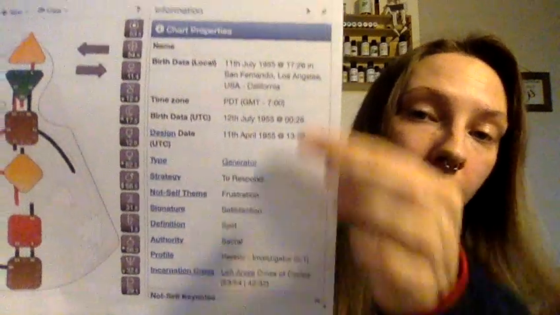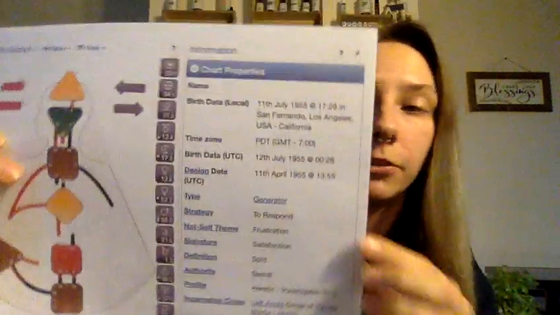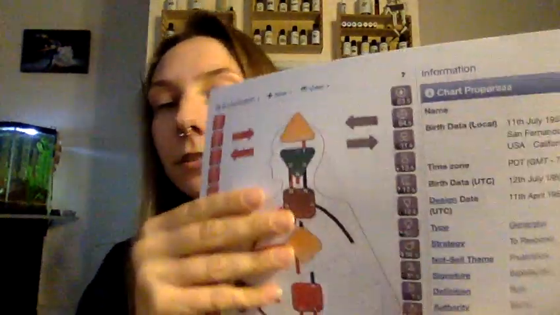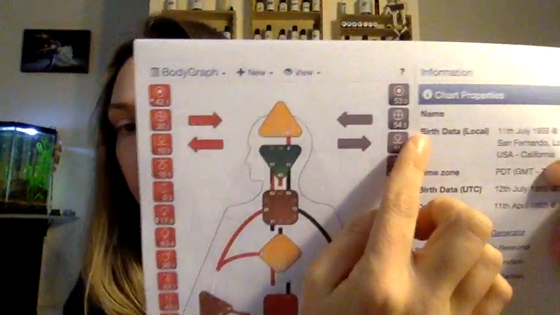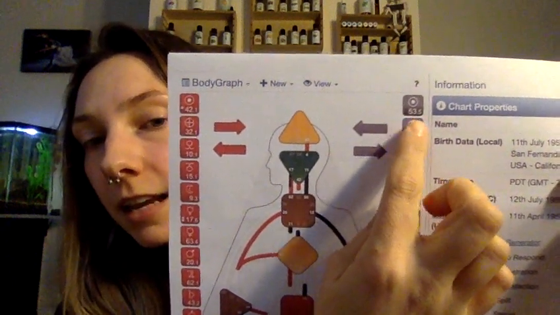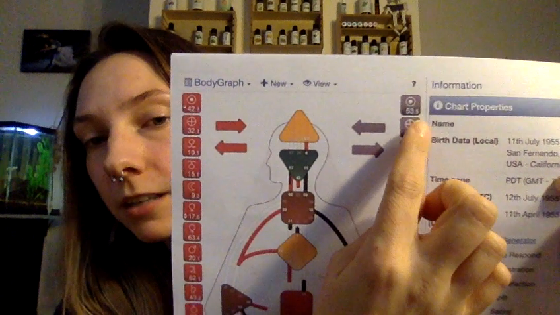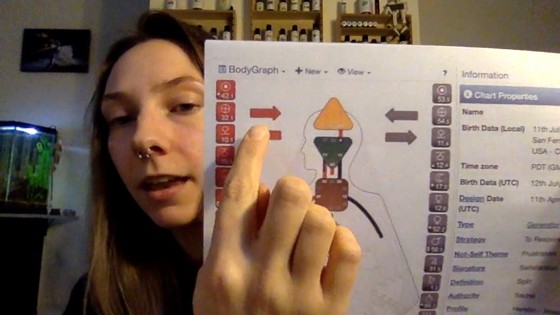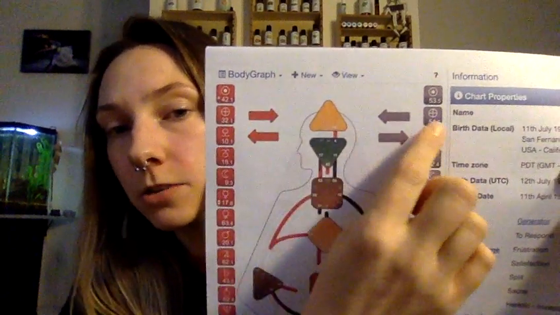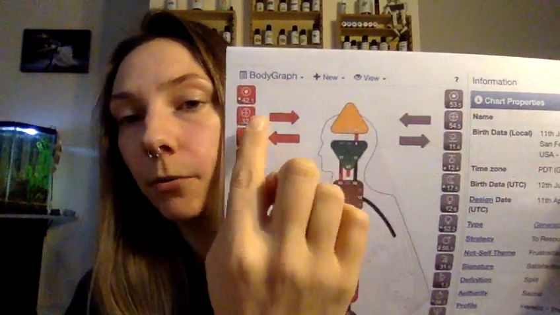However, if you don't have this part of your chart, if you just have the body graph, what you can look at is, if you come up to your Earth center, so the very top, you'll see it ends in a point something. So this one ends in a 0.5, and then here it ends in a 0.1. So that's another way that you can tell this person is a 5-1, if that makes sense.